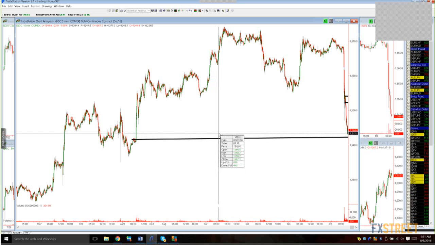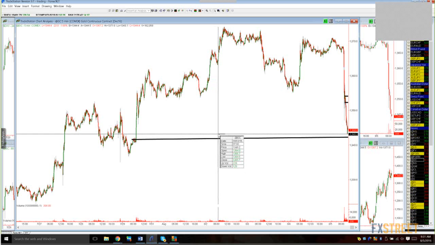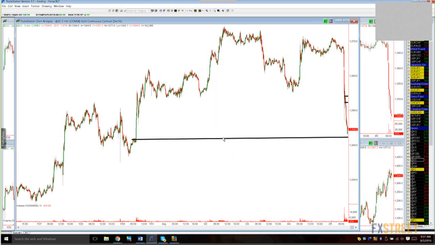So down to the 40. I'd say a nice profit target of 1343.